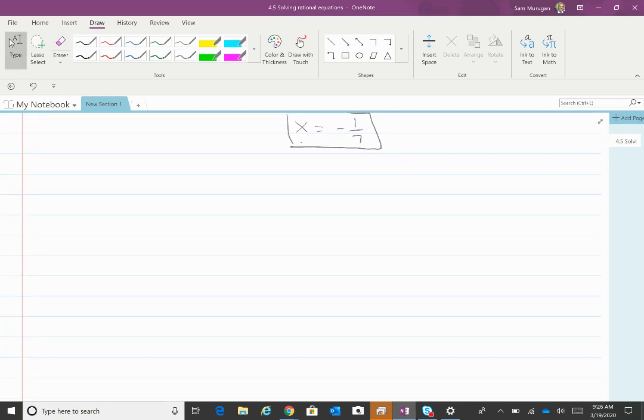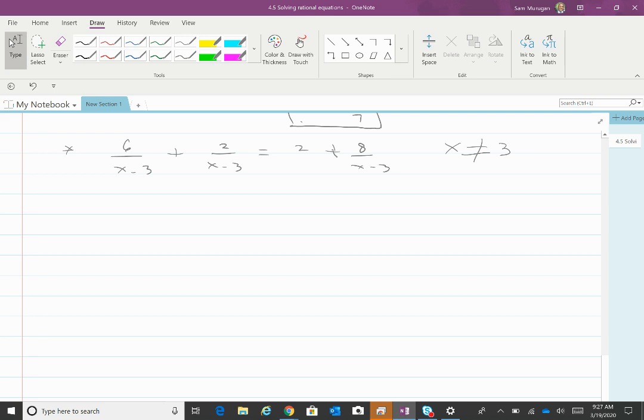Continuing, we want to do a few more examples. So let's look at this one. We've got 6 over x minus 3 plus 2 over x minus 3 equals 2 plus 8 over x minus 3. So notice that x cannot equal 3.